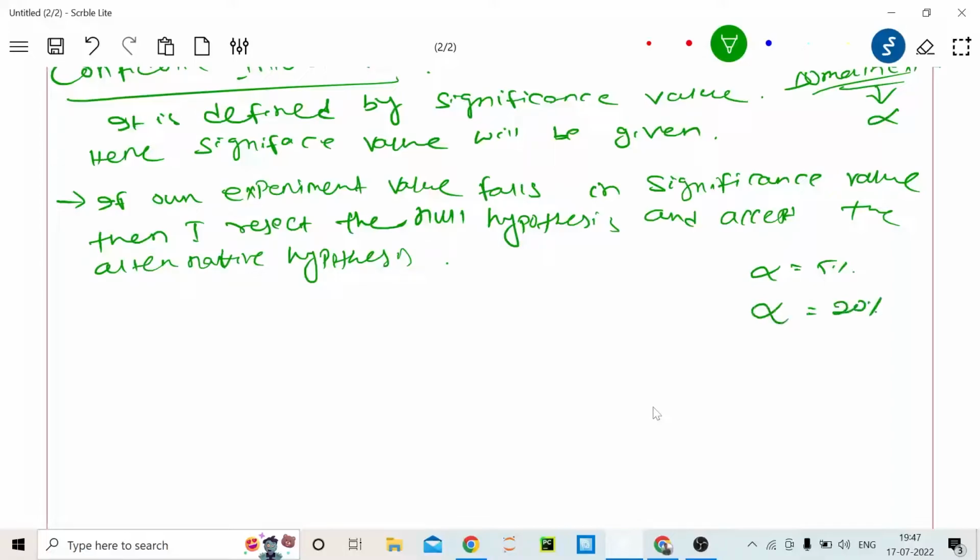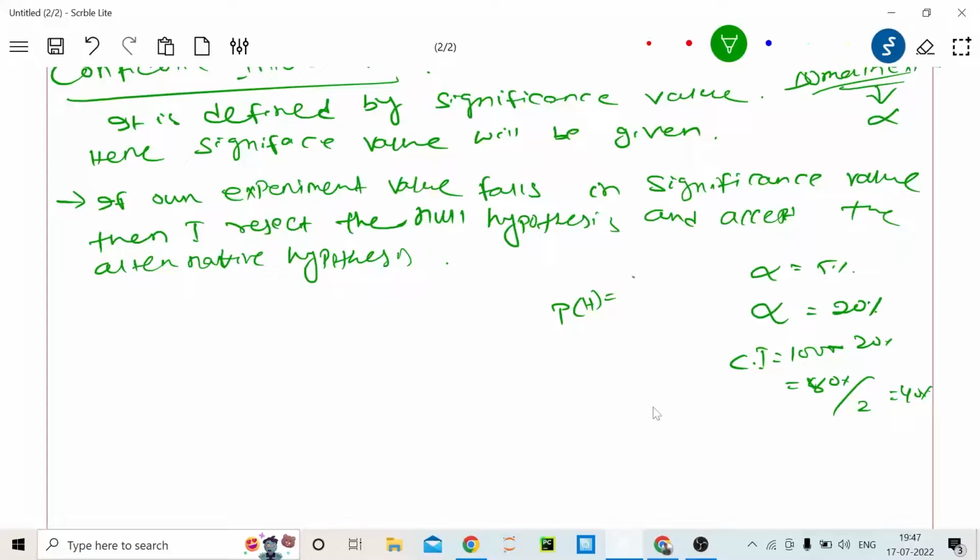Then how can we construct the graph? If significance is 20%, then our confidence interval is 100 minus 20%, which is 80%. The 80% is also divided into left and right. That means this is 40%. From the mean, 40% of data towards the right and 40% of data towards the left. Let's say we toss a coin 100 times and we get the head.